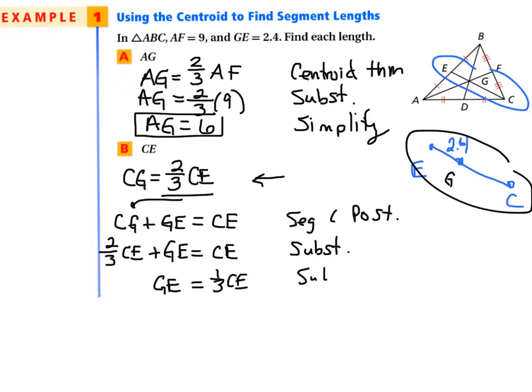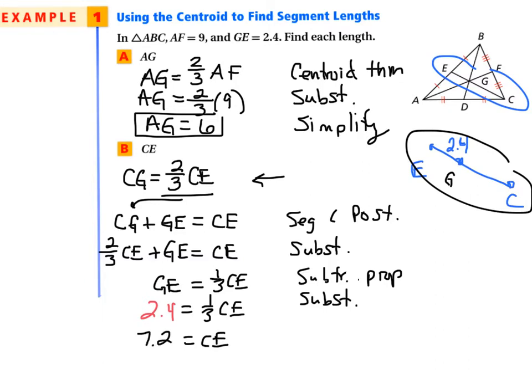What did I use? Subtraction property of equality. So GE is now 1/3 of CE. I know EG is 2.4, so I'm going to use substitution. So that's going to give me 2.4 equals 1/3 CE. I now multiply both sides by 3, so I use the multiplication property of equality to multiply both sides by 3. And my answer then is CE, which is 7.2.